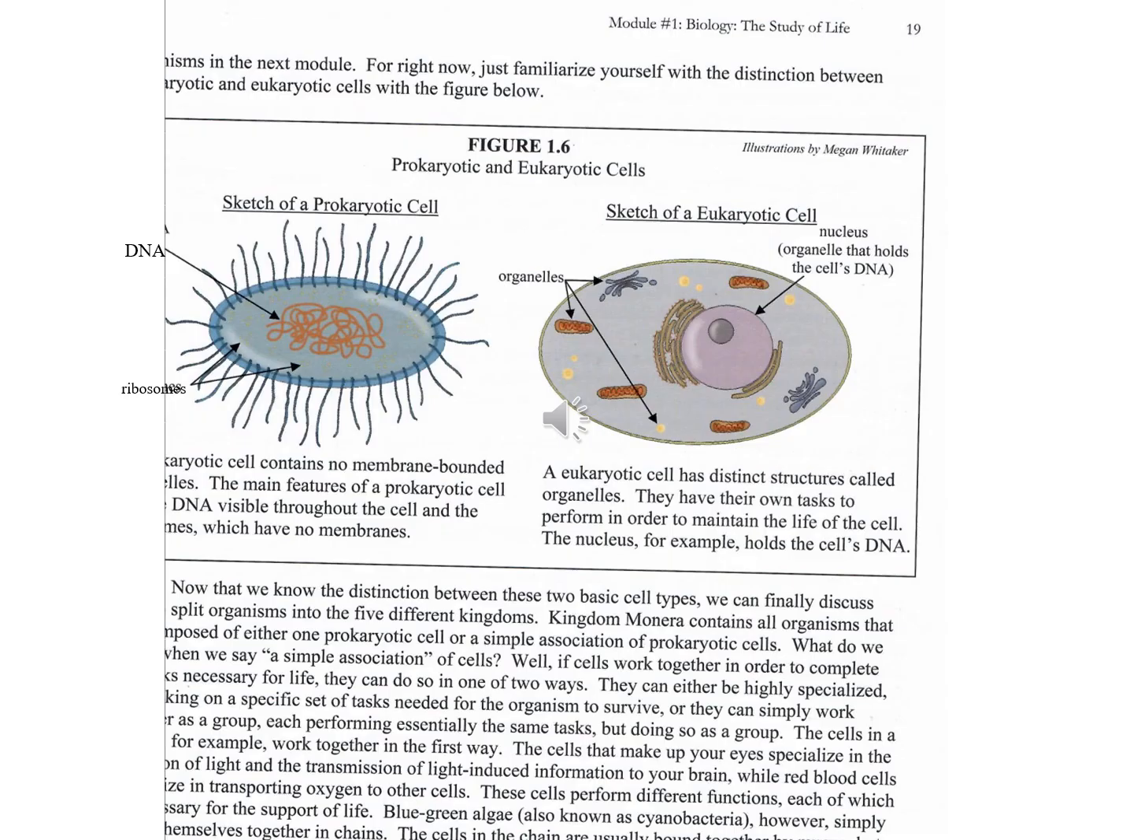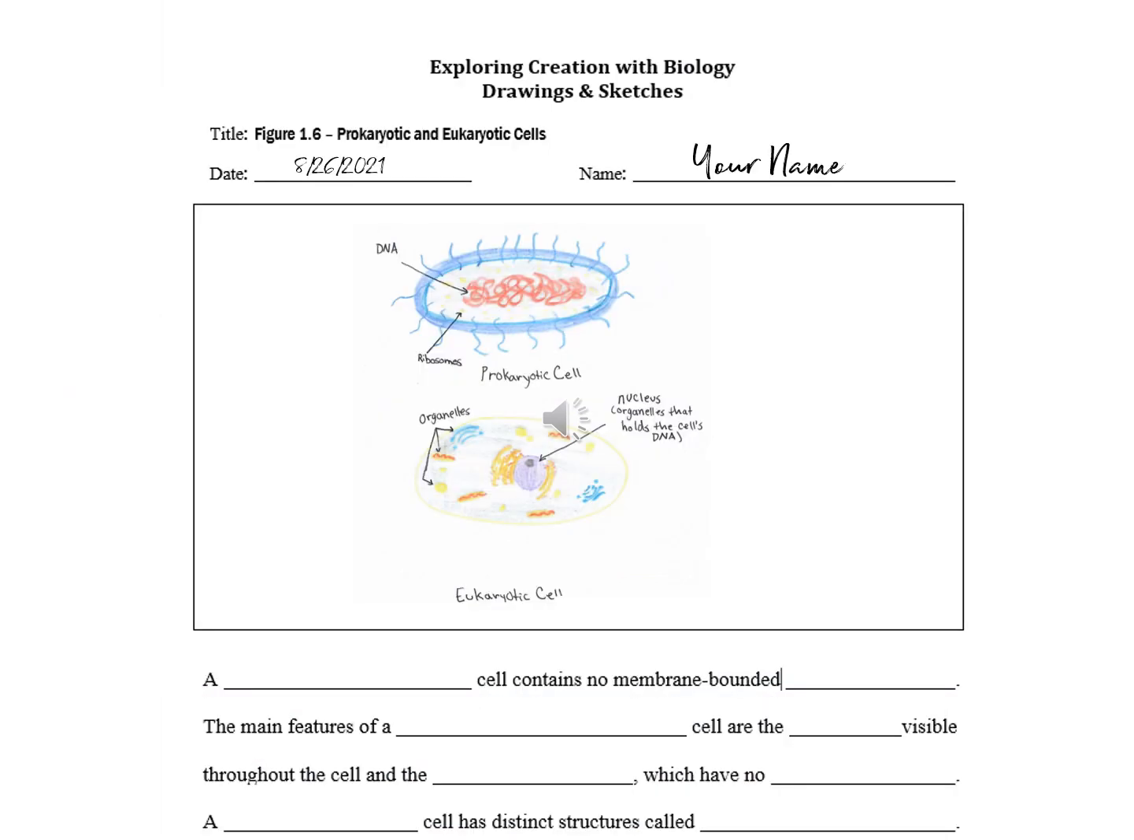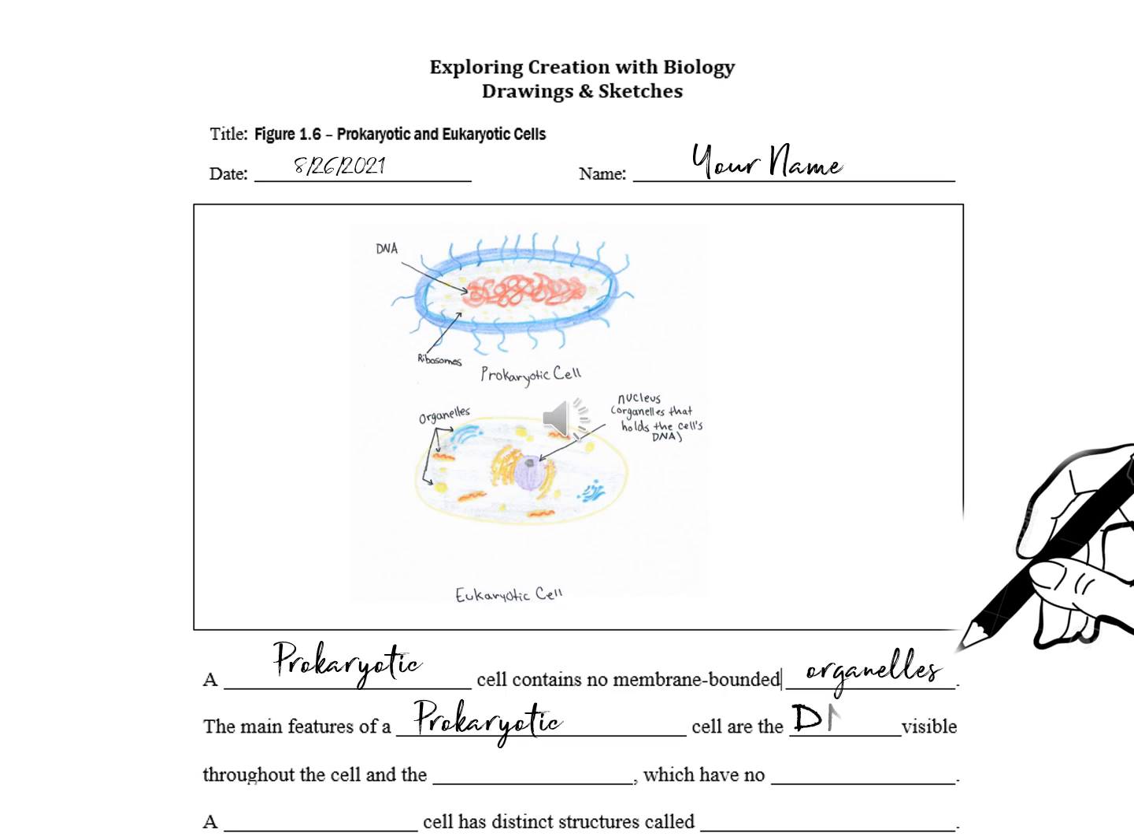That information comes generally from either information that is written with the figure or information that is in the paragraph above or below on the same page. And so what you're going to do is you're just going to go ahead and fill in the blanks with information that you read in the textbook. So a prokaryotic cell contains no membrane-bounded organelles. The main features of a prokaryotic cell are the DNA visible throughout the cell and the ribosomes, which have no membrane. And so you go ahead and continue filling that out.